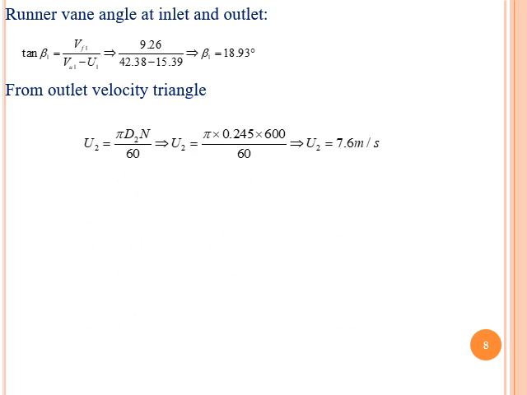From the outlet velocity triangle, U2 is equal to pi d2 n by 60. Now the U2 value is equal to 7.6 meter per second. Tan beta 2 is equal to Vf2 by U2. Vf2 is equal to 9.26 and U2 value is equal to 7.6. Hence beta 2, the blade angle at outlet, is equal to 50.62 degree.